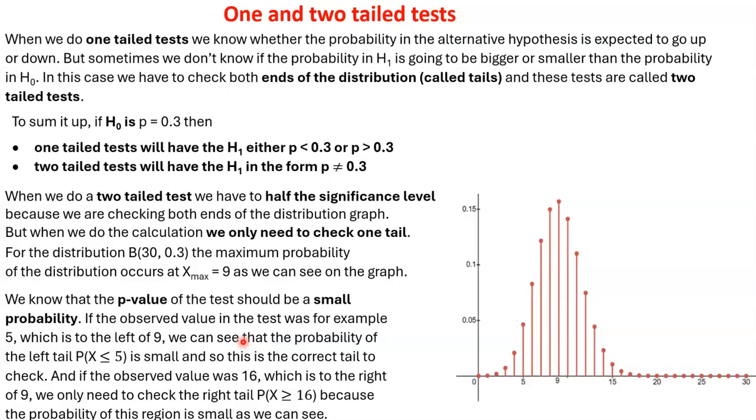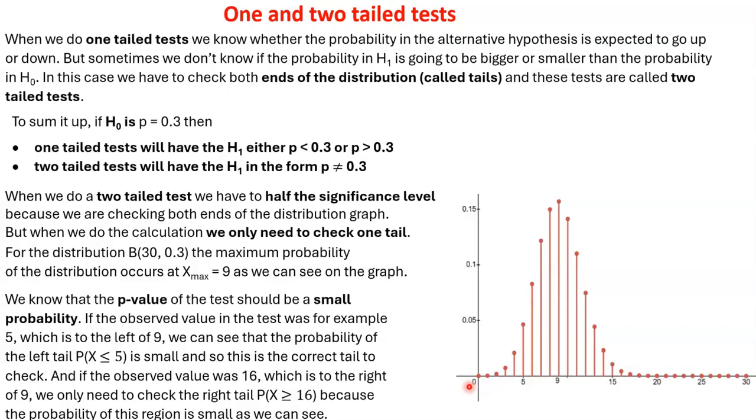So if the observed value in the test was, for example, 5, let's imagine we have got 30 cars and 5 of them failed MOT. Because 5 is to the left of 9, the region we need to check will be from 5 down to 0. And as we can see on the graph, these are really small probabilities. So this will give us the right small number we are looking for.